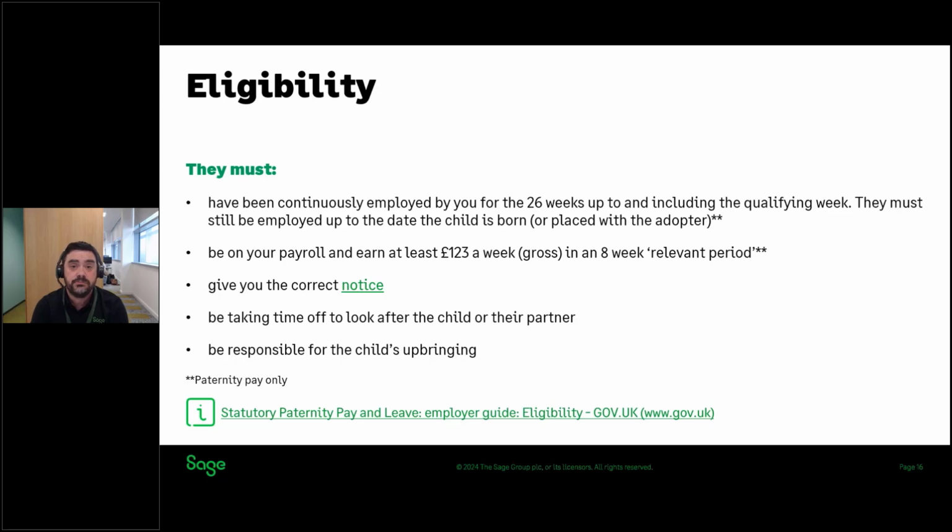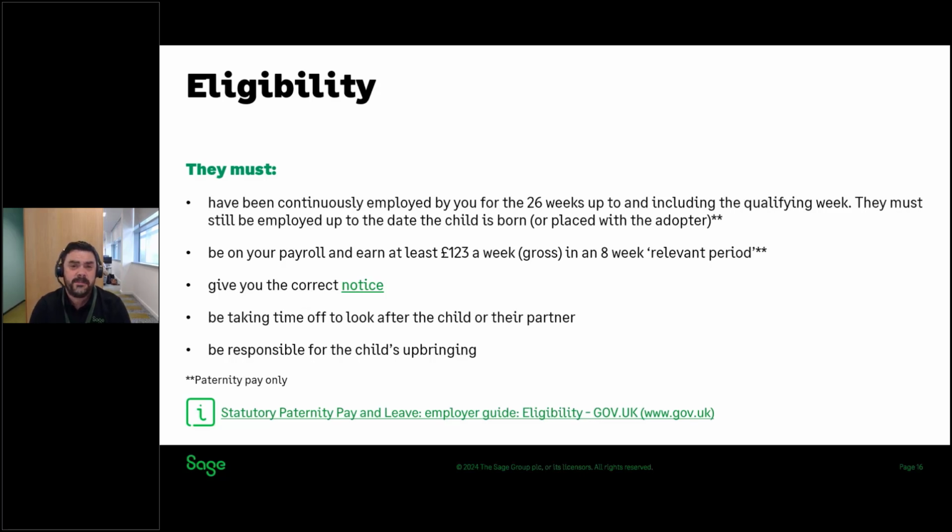To be eligible for the leave and the pay, they do need to have been continuously employed for 26 weeks up to and including the qualifying week, and still be employed at the date that the child is born or placed with the adopter. They need to be earning at least £123 per week in the 8-week relevant period. So this might be sounding familiar. They need to give you the correct notice.